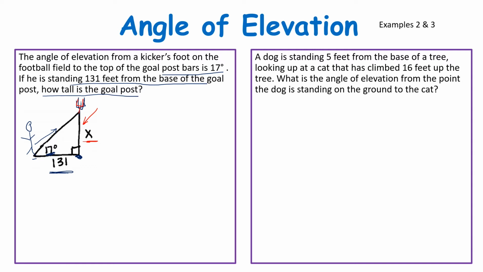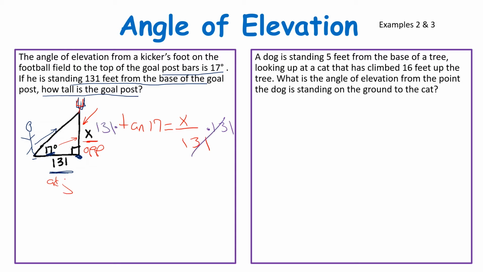So now we have everything we need. We have that 17-degree angle. That x would be the opposite, and 131 would be adjacent. So once again, we're using tangent. Tangent of 17 degrees is equal to opposite, which is x, over adjacent to that 17-degree angle, which is 131. Solving by multiplying both sides by 131.